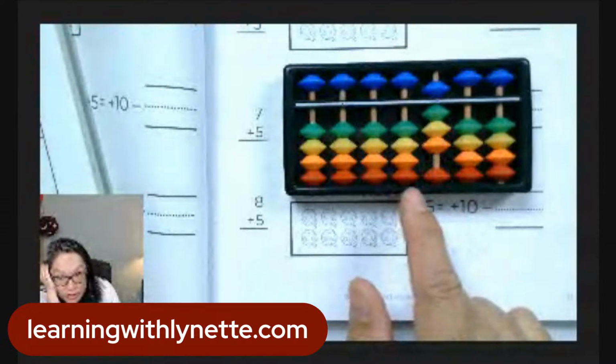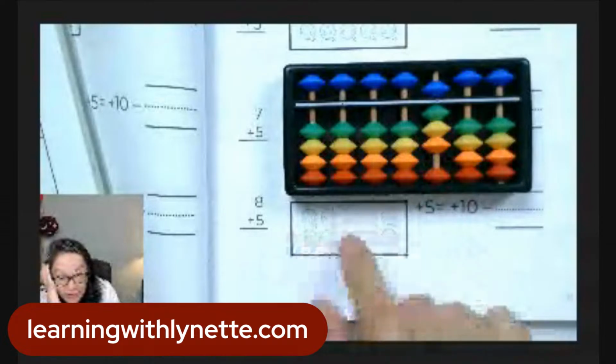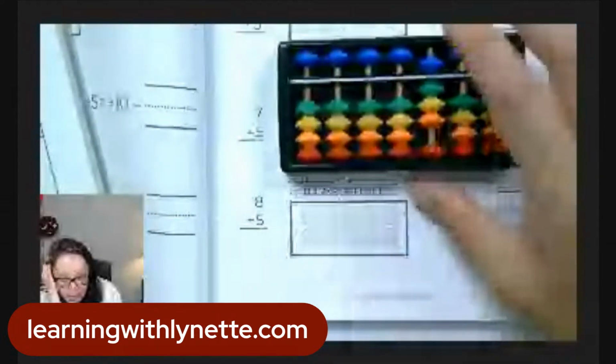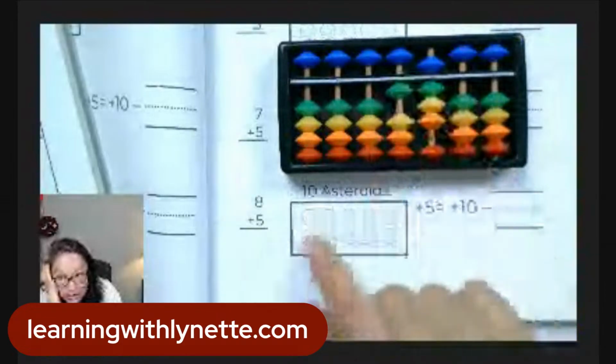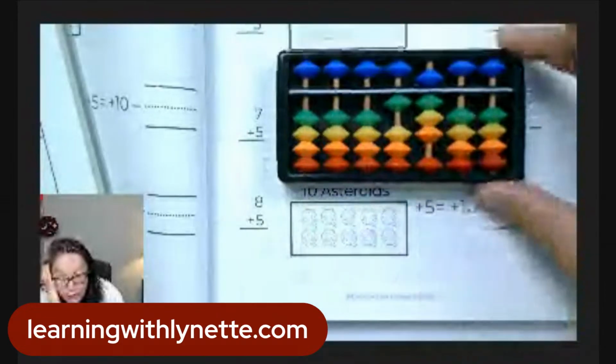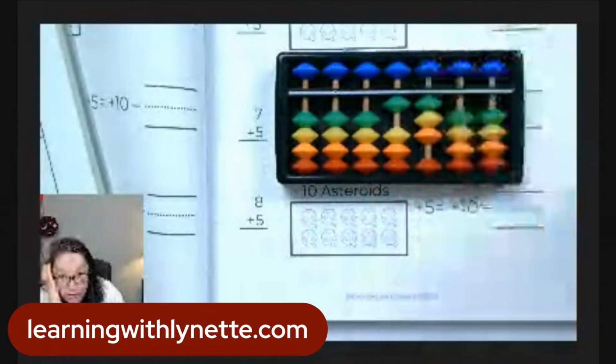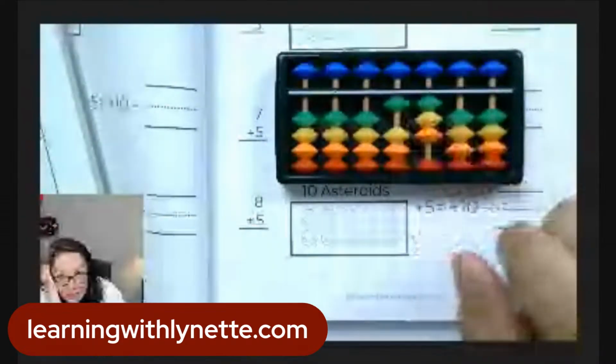So we need to, what? So we're going to plus the 5. We don't have enough beads to plus the 5. We go to the asteroid belt. The asteroid belt is this. But that's too much. We need to remove 5. So what we're going to do is we're going to take away 5. And my final answer is 13.